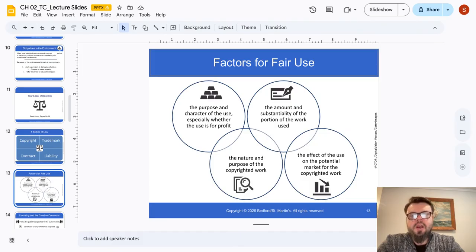First, the purpose and character of the use, especially whether it's commercial or nonprofit, and whether it transforms the original material. Second, the nature of the copyrighted work. Certain kinds of material are treated differently, especially when the information has strong public importance. Third, the amount and substantiality used, not just how much you use, but whether you used the heart of the work. And fourth, the effect on the market, whether your use undermines the original creator's ability to profit.